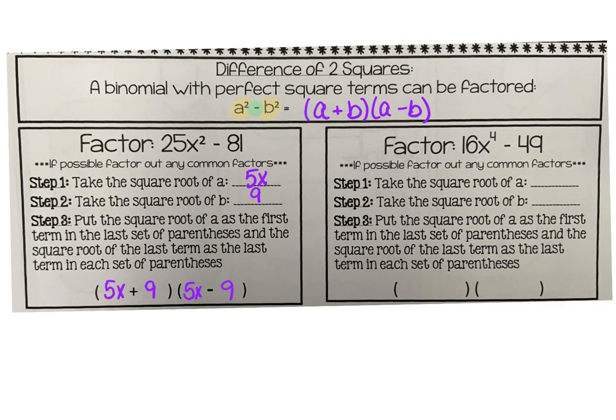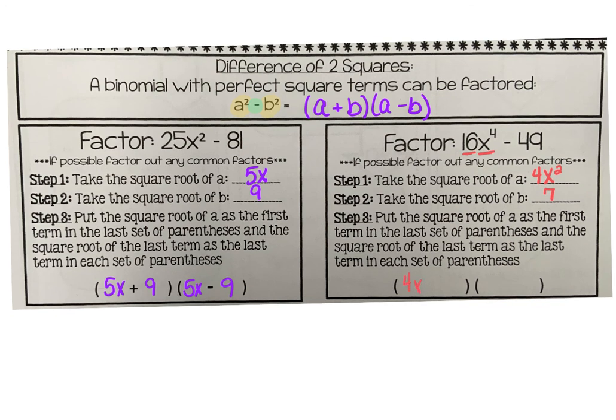The second one, let's look at this one. It's a little bit different. The square root of 16 is 4, but the square root of x to the 4th is x squared. All right, so 16 is a 4, but the x to the 4th is going to be x squared. The square root of 49 is going to be 7. So here you would say 4x squared plus 7, 4x squared minus 7. So go ahead and do that extra practice at the bottom.